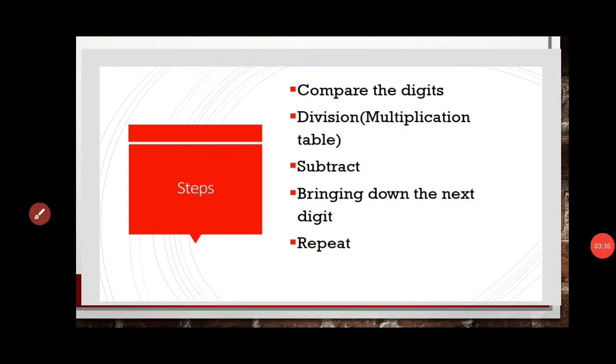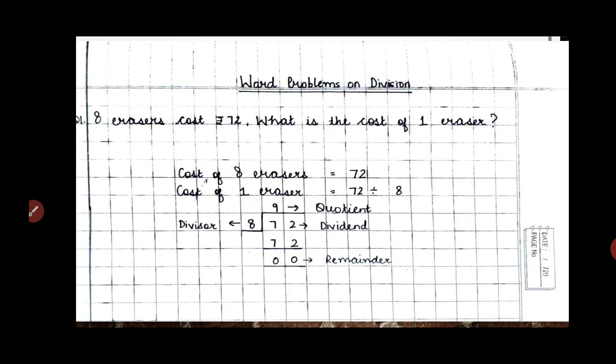Now, moving on to the steps. So, do you remember the steps of division? The first step was to compare the digits. Then we have to multiply. For that, you should know and learn the tables. Okay. Next is to subtract. Then bring down the next digit and then repeat the whole process. Now, let's have a look at some questions.